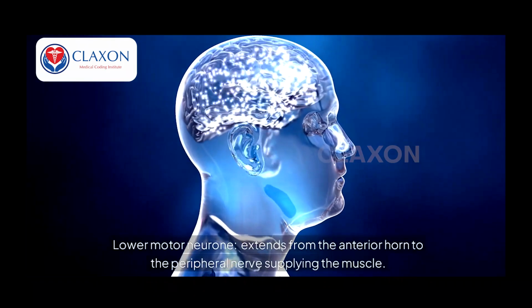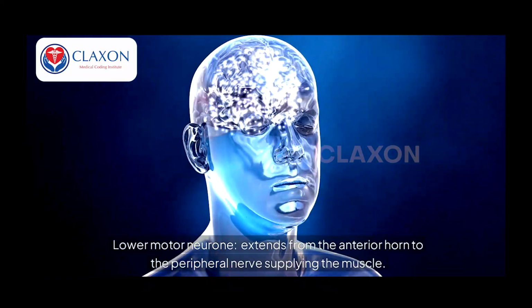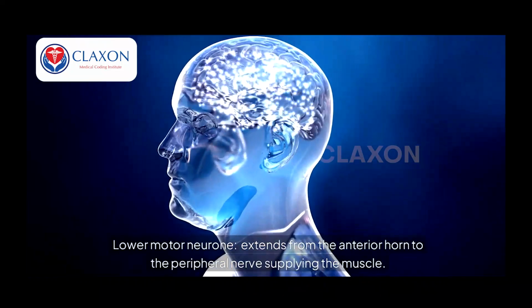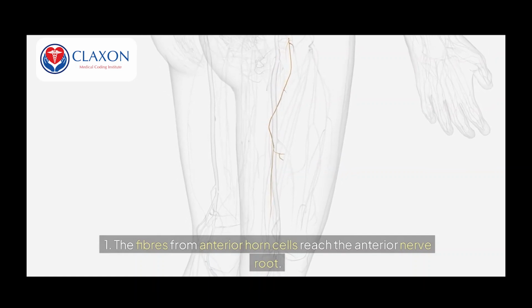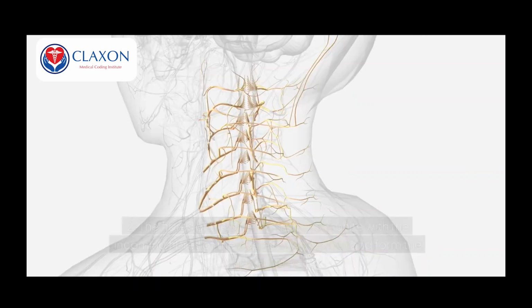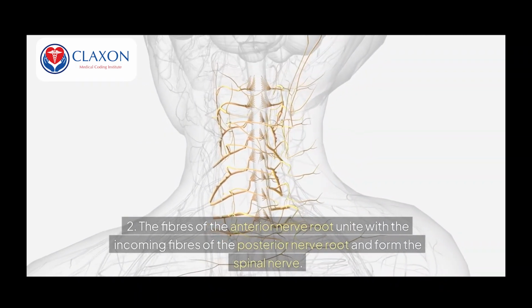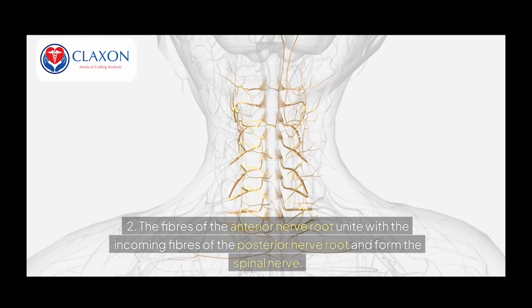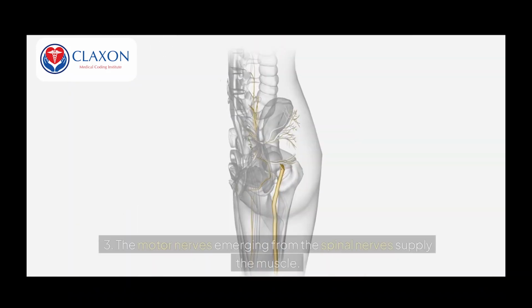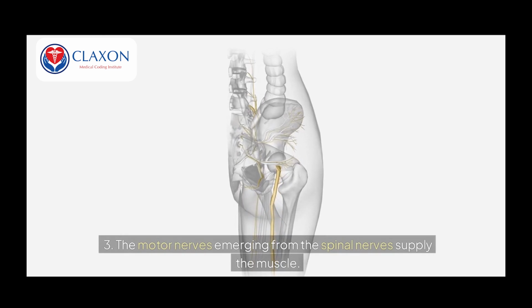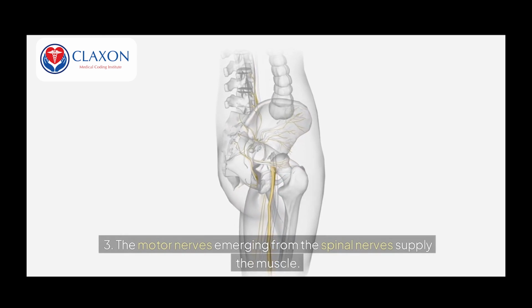The lower motor neuron extends from the anterior horn to the peripheral nerve supplying the muscle. 1. The fibers from anterior horn cells reach the anterior nerve root. 2. The fibers of the anterior nerve root unite with the incoming fibers of the posterior nerve root and form the spinal nerve. 3. The motor nerves emerging from the spinal nerve supply the muscle.